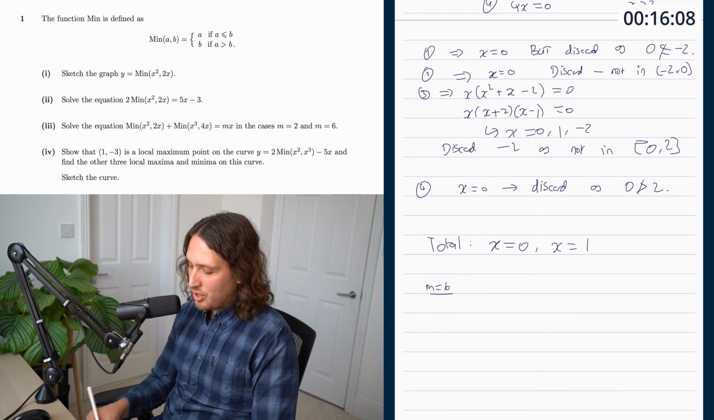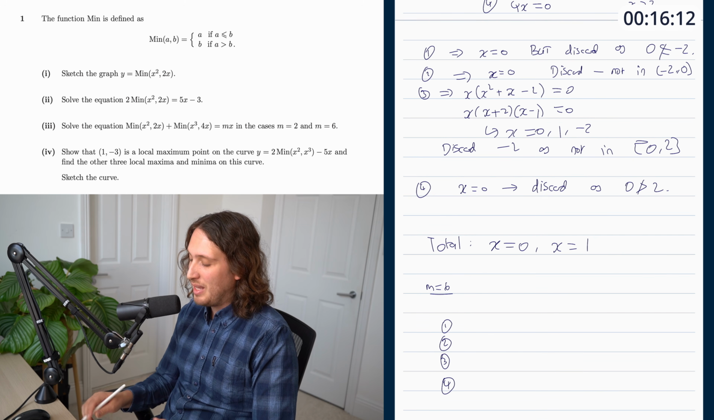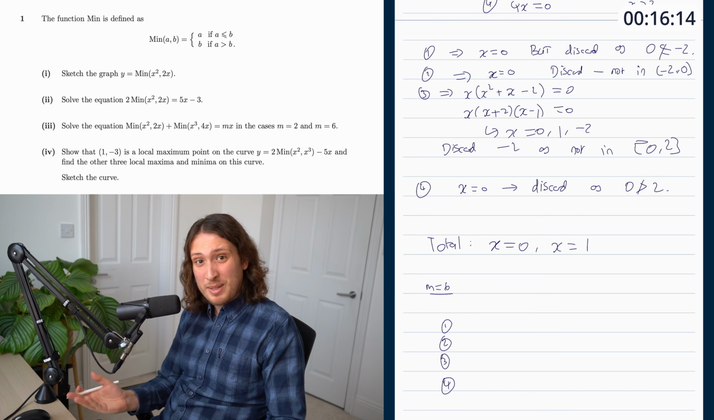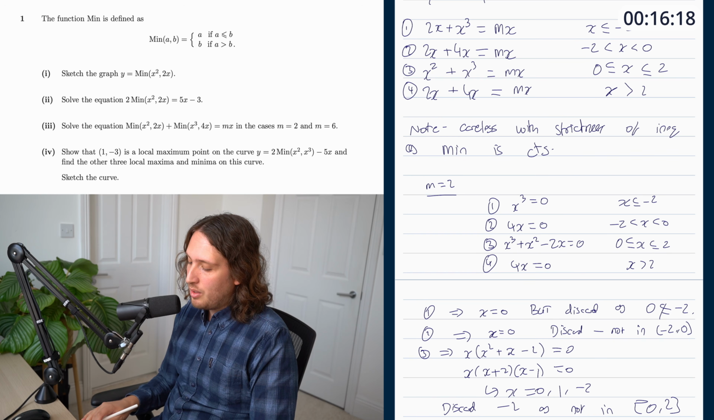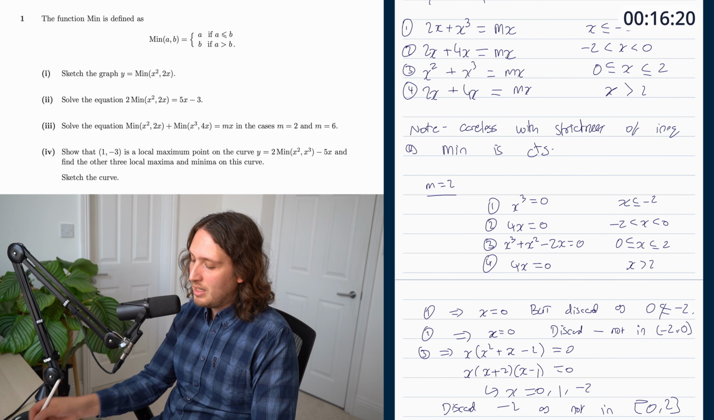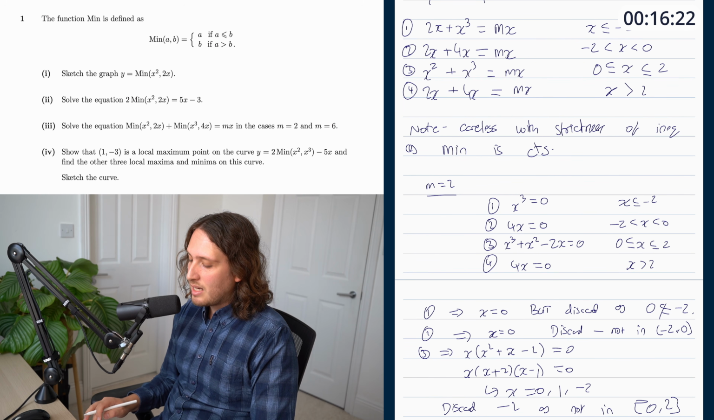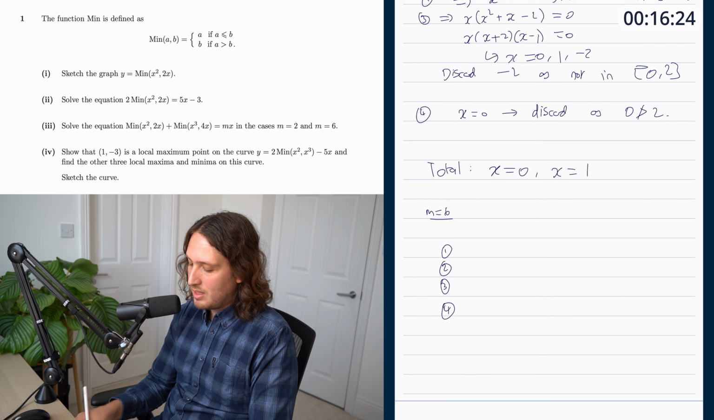So what do the equations read for m equals 6? I mean, I'm expecting something interesting to happen. They're not going to get me to do the same thing twice, just with different numbers. There has to be something interesting. So what does this guy become? This guy becomes x cubed minus 4x equals 0.